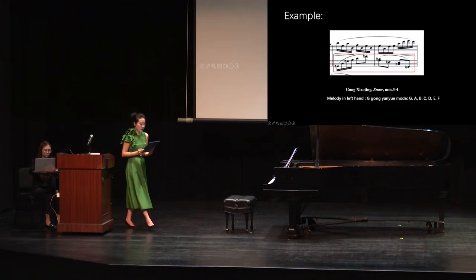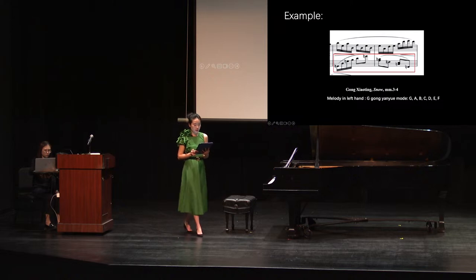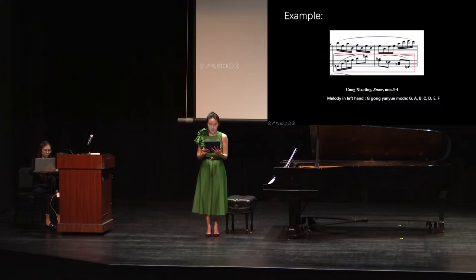Now, let's look at an example from the first movement, Snow. I chose an excerpt from Snow, of her five paintings in light color, as an example to demonstrate the pentatonic scale theory Gong Xiaoting used for her music. From measure 3 to 4, take the melody in the left hand as an example.